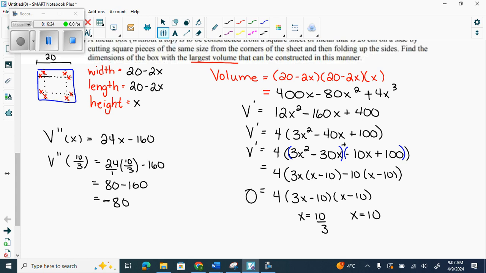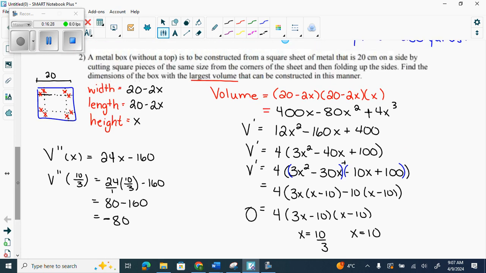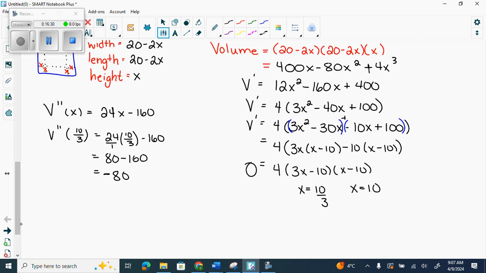All right. So our width and length equals 20 minus 2 times 10 over 3.